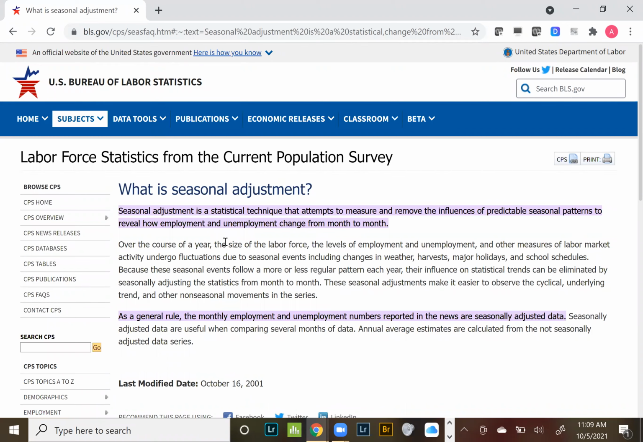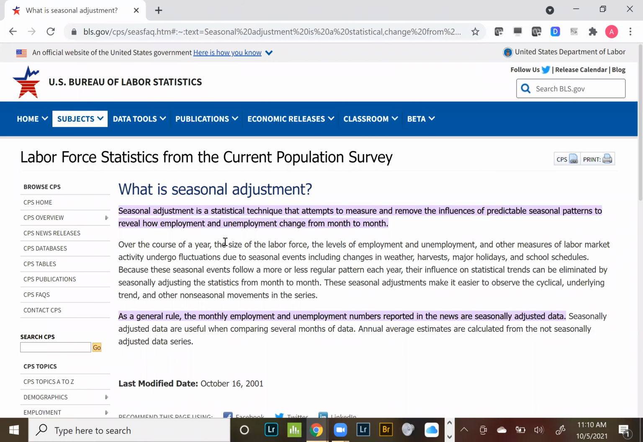The levels of employment and other measures undergo fluctuations due to seasonal events, including things like weather, harvest, holidays, school schedules. Because they follow a regular pattern every year, their influence on statistical trends is eliminated by seasonally adjusting. All right, this is not exactly what we were looking for.